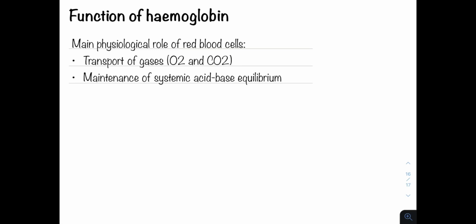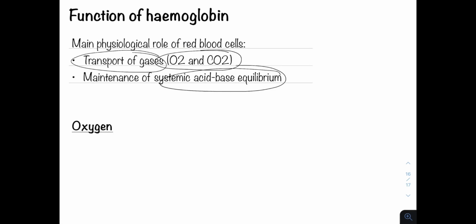So let us now discuss the function of hemoglobin. Remember in the last video, we said that the main physiological role of red blood cells is the transport of gases, so oxygen and carbon dioxide, and they play a role in the maintenance of systemic acid-base equilibrium.